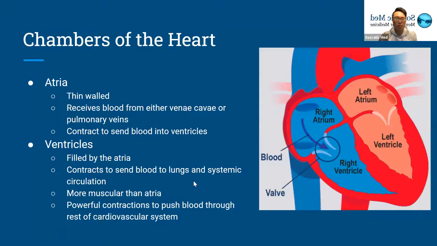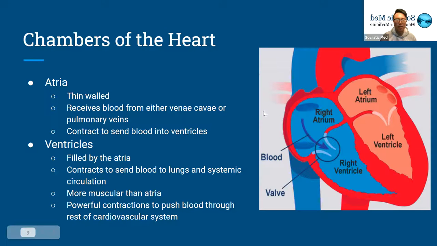And then the ventricles. Once the ventricles are filled by the atria, they'll contract to send the blood to the lungs for the pulmonary circulation or systemic circulation, which is the rest of your body. Like I said, they're more muscular than atria, which makes sense because they have to send the blood much farther. The atria just have to send it to the ventricle, but the ventricles have to send it all the way to your toes and your brain. That's why they have a lot more muscle.